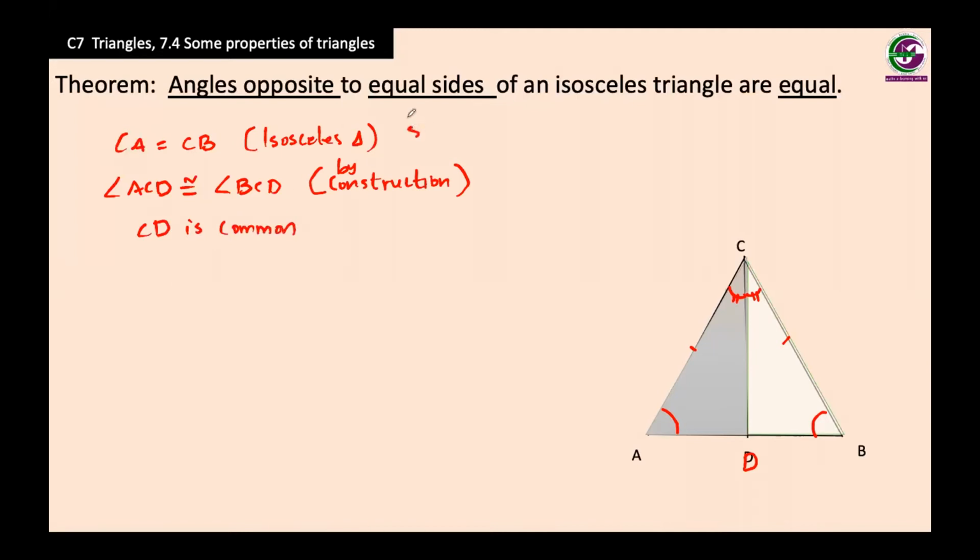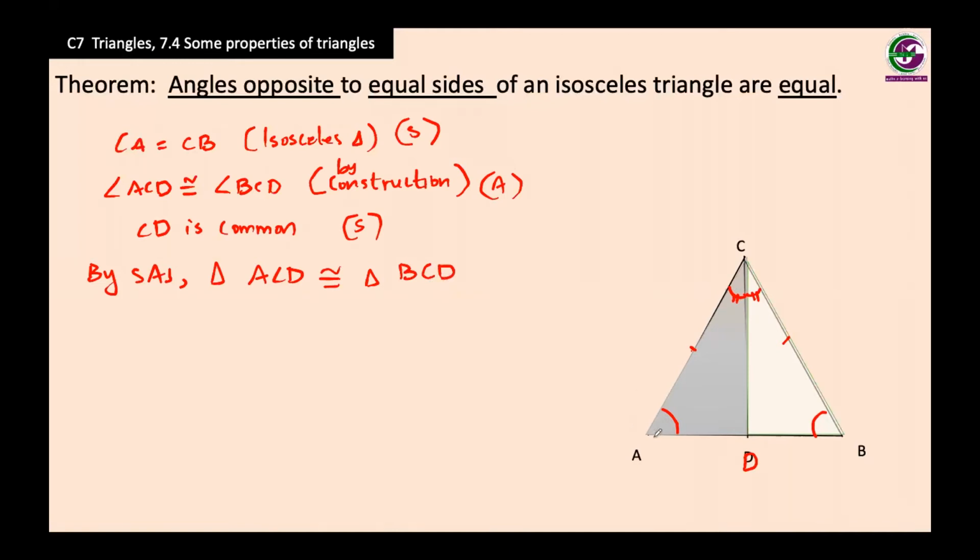So here we have a side, an angle, and a side. So we have side, angle, side. By SAS, triangle ACD is congruent to triangle BCD.